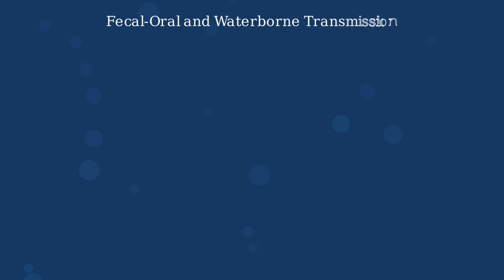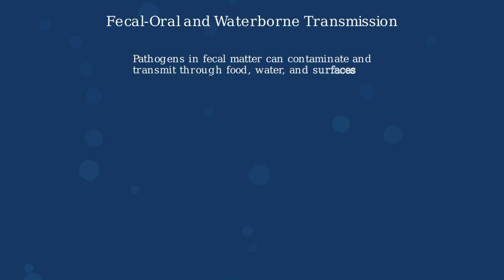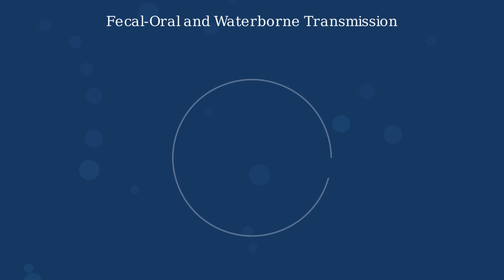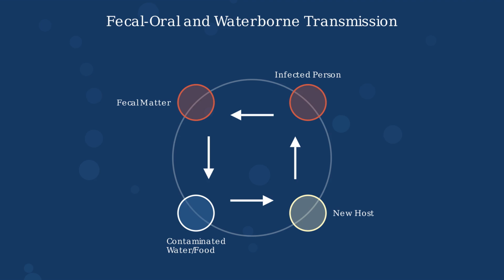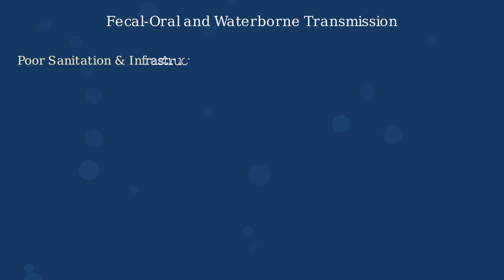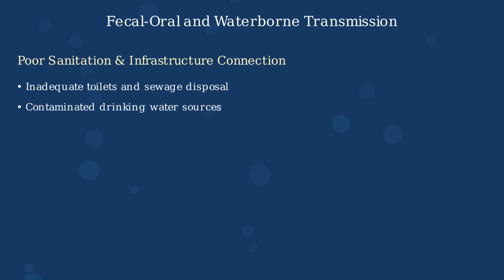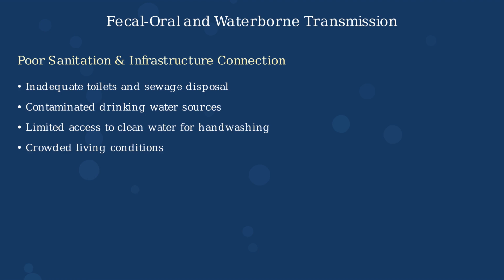Fecal, oral, and waterborne transmission occurs when pathogens in human or animal waste contaminate food, water, or surfaces. The fecal-oral transmission cycle begins with an infected person who sheds pathogens in their feces. These pathogens can then contaminate water or food sources, which are consumed by a new host, completing the cycle of infection. Poor sanitation infrastructure creates ideal conditions for fecal-oral disease transmission.